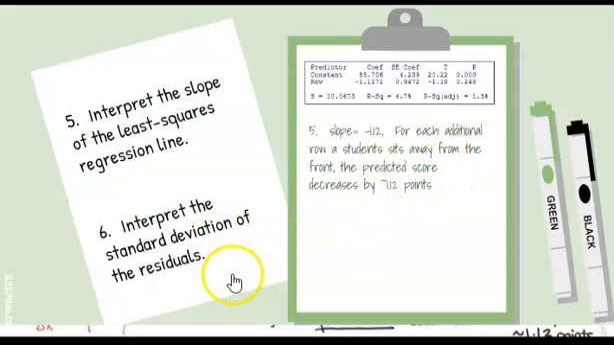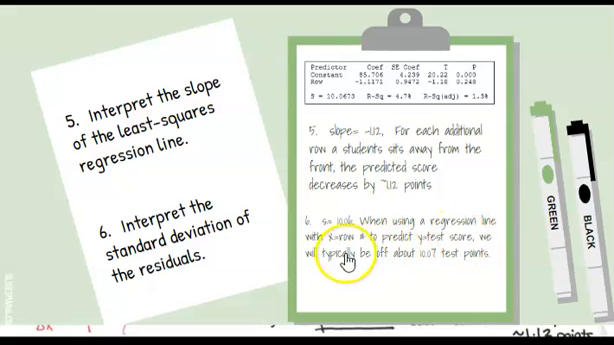Number 6, interpret the standard deviation of the residuals. That's the S value right here. So I would say, when using a regression line where x is the row number to predict the y, the test score, we will typically be off by about 10.07 test points. Okay, that's what S is referring to.